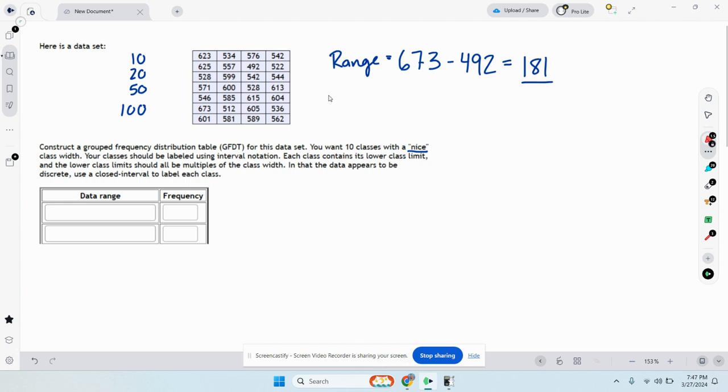So I have to cover a distance of 181 using 10 classes. So the next step is to take my range and divide by 10, which means my class size is going to be 18.1. Now that's not very nice, right? That's definitely not nice by their standards. So the next step is to take that class width and round it up to the next nice number. So I'm going to round that up to 20. So 20 is going to be my class width.